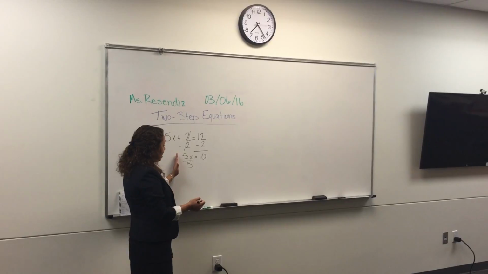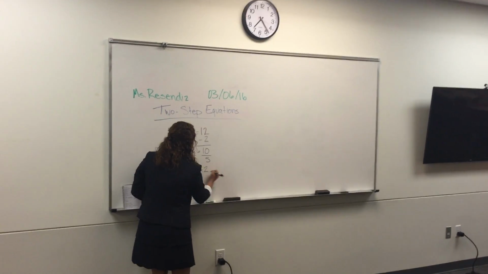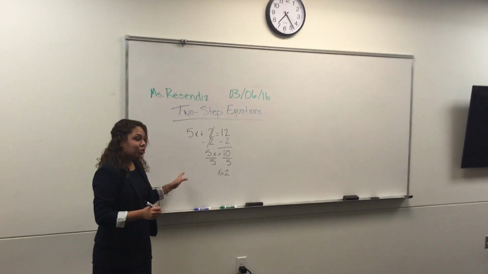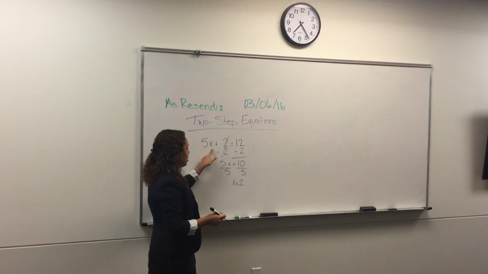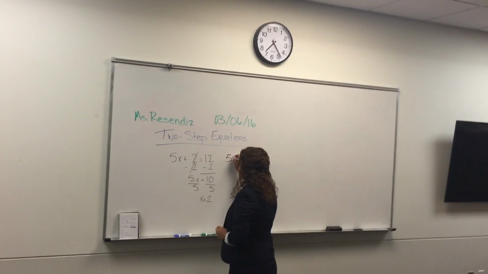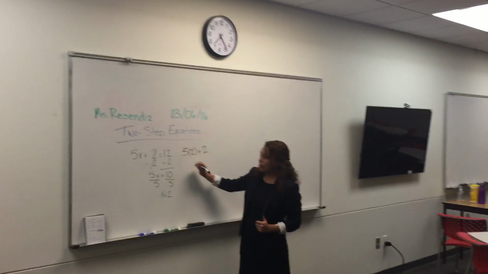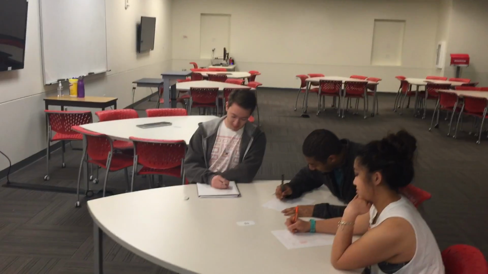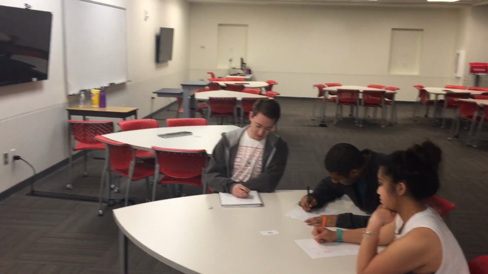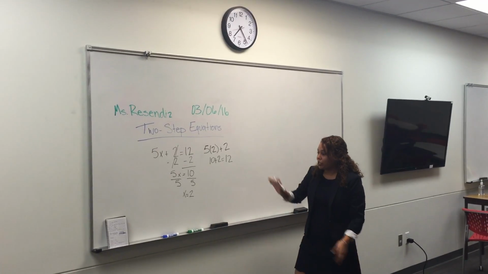Because you did it on this side, you have to do it on this side, and that gives you 2. Now if you're not sure of your answer, just plug in this 2 where the x was. So you're going to have 5 times 2 plus 2. 5 times 2 is 10, and then you add 2, and that equals 12. So that's how you double check to make sure that your answer is correct.